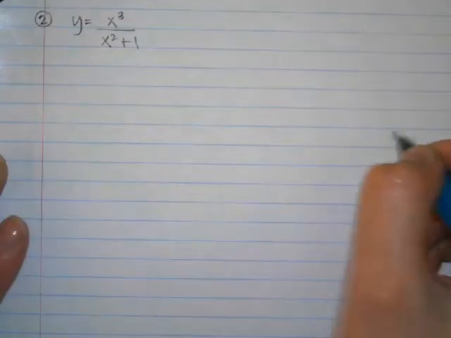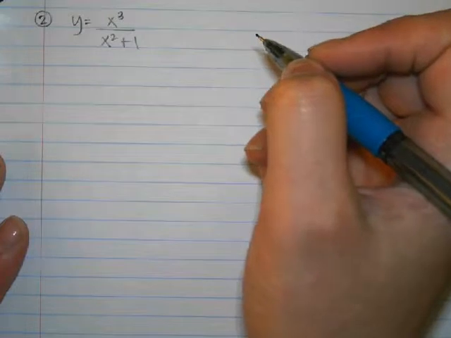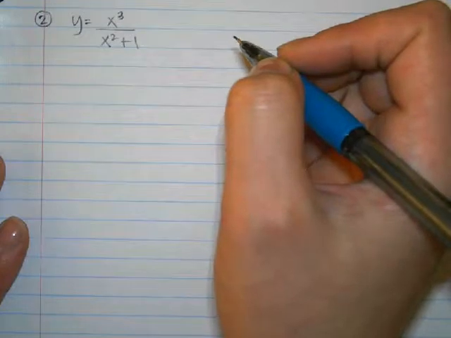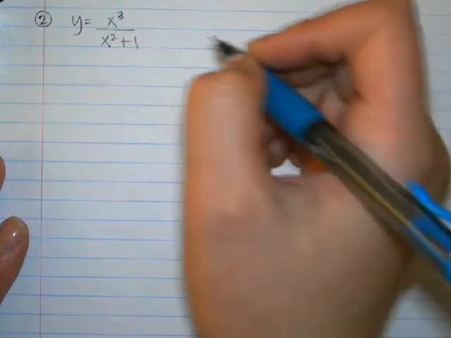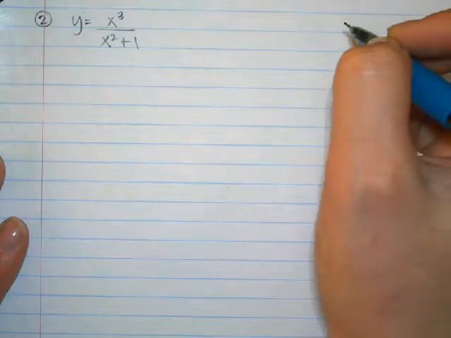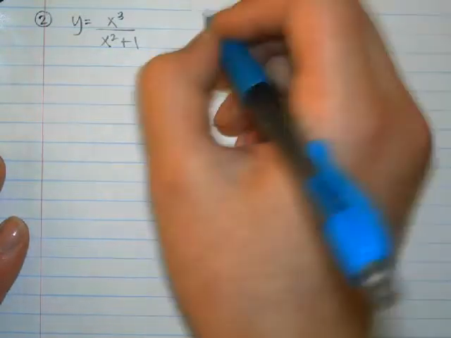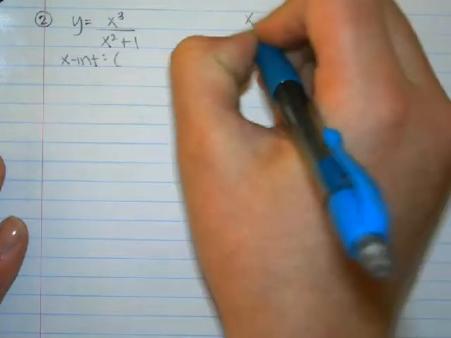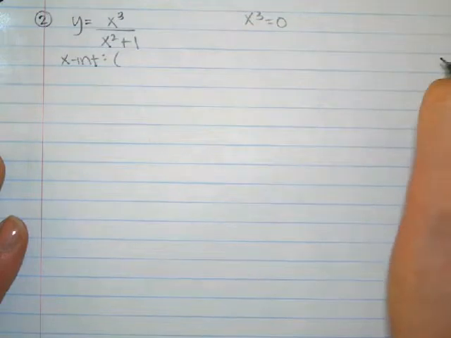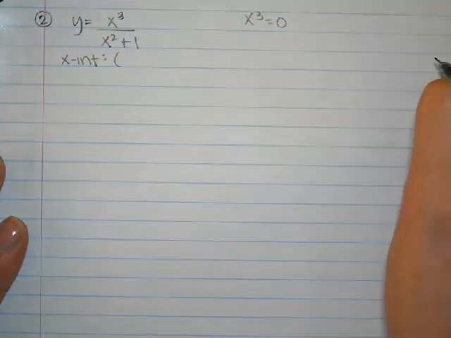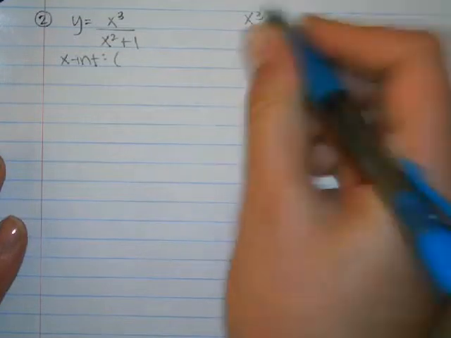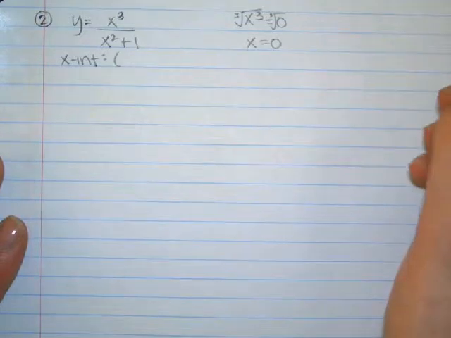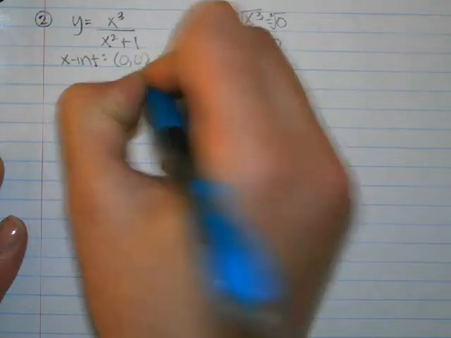X and y-intercepts. So what do we do to get the x-intercepts? Yeah, we set the function equal to 0. Our function is a fraction, so how do you make a fraction equal 0? You make the top equal 0. So to find the x-intercepts, we're going to take the top and make it equal 0. So x to the third equals 0. What happens when I solve for x? I get 0. So third root of each side, and we get x equals 0. So our x-intercept is 0, 0.